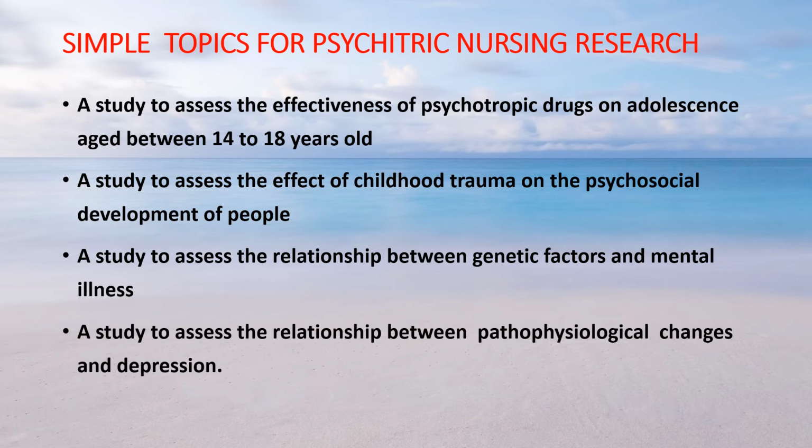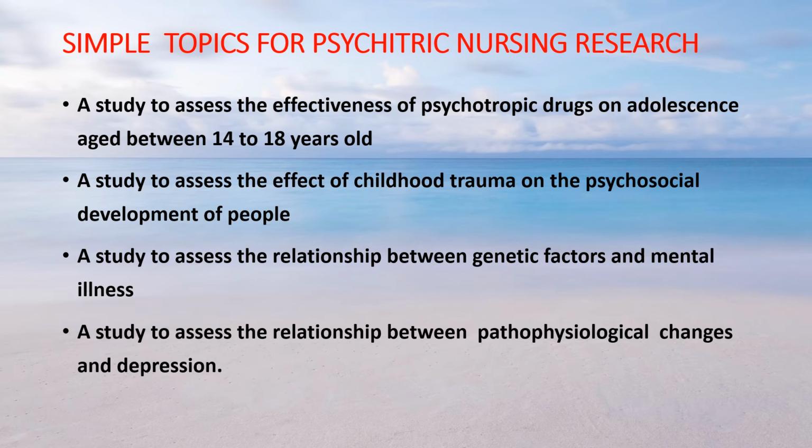So once we read the title, the person who is evaluating your research or the reader who is reading your research must understand what the research is going to do and what it is going to tell. If you read this topic easily, you can understand what we are doing here: a study to assess the effectiveness of psychotropic drugs on adolescents aged between 14 to 18 years old. That is a good topic.